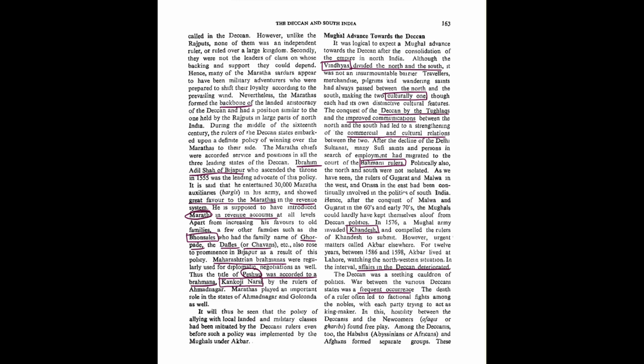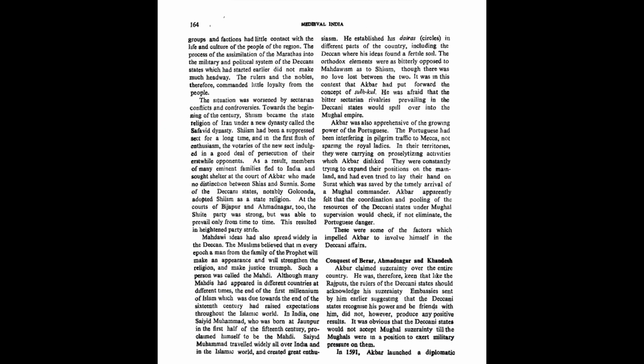Among the Deccanese too, the Habashis, Abyssinians or Africans, and Afghans formed separate groups. These groups and factions had little contact with the life and culture of the people of the region. The process of the assimilation of the Marathas into the military and political system of the Deccan states, which had started earlier, did not make much headway. The rulers and the nobles therefore commanded little loyalty from the people. The situation was worsened by the sectarian conflicts and controversies.